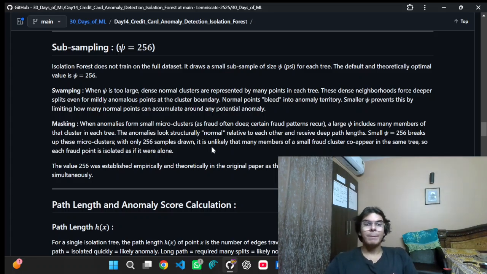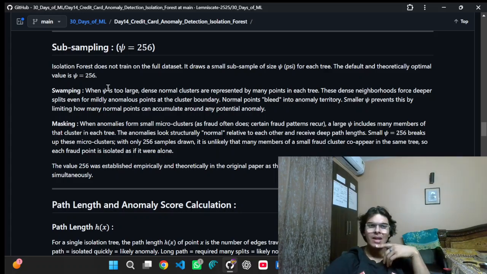The first is swamping. Whenever our sample size becomes too large, the normal clusters are represented by many points in each tree. So whenever we make splits for anomalous points, it creates confusion, because the normal points are too many in number. The normal points bleed or enter into the anomaly territory. This basically gives us wrong predictions, because our normal point distribution is too large, so it is going to take some of the anomalous points in it as well.